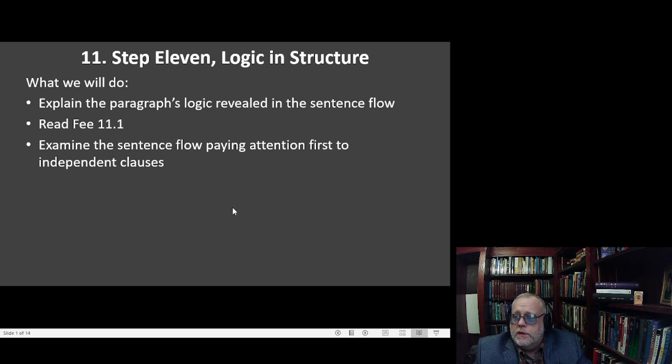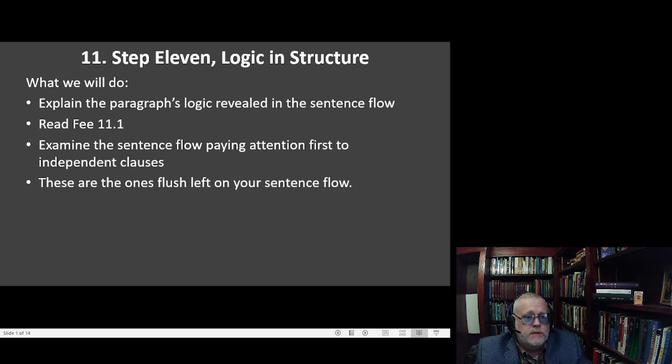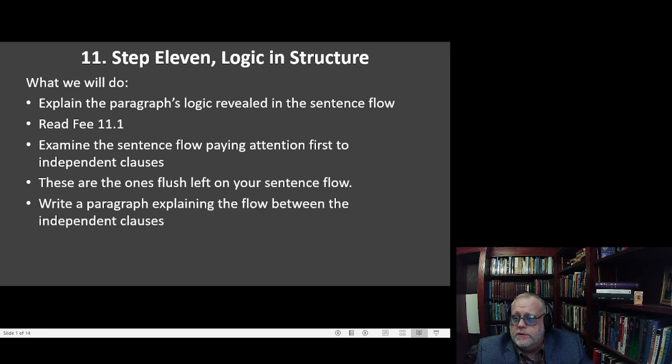Examine your sentence flow, paying attention first to the independent clauses. These are the ones flushed to the left of your diagram. If at this point you find that you've got independent clauses straggling from the left, you probably need to fix your step 7 before doing this step. That way you have an agreement between what you say here in step 11 and what you've got on your sentence flow in step 7. So the independent clauses should be flush left on your sentence flow.